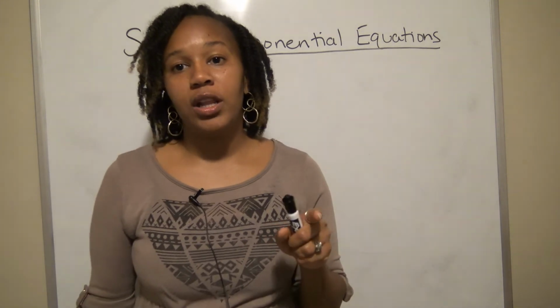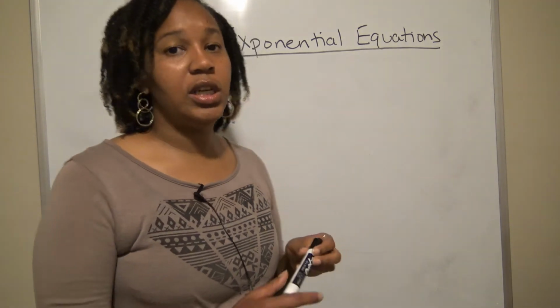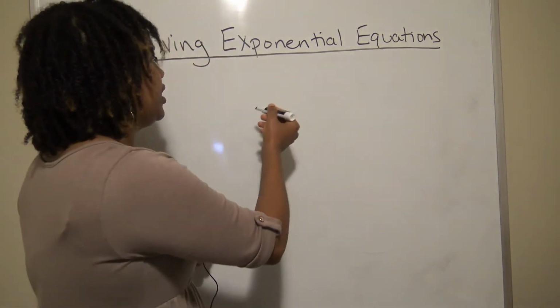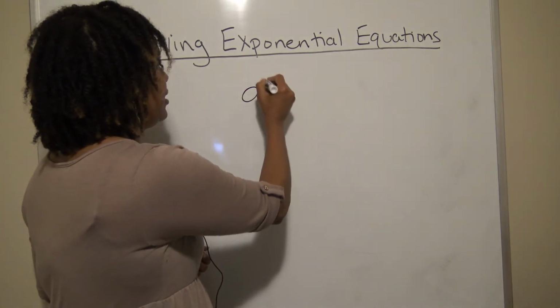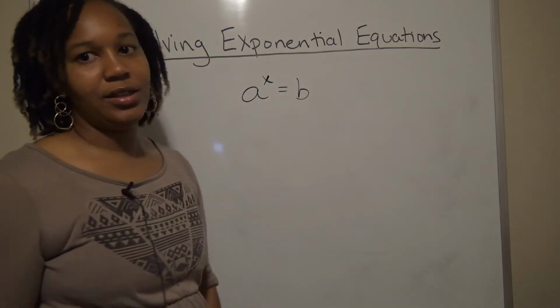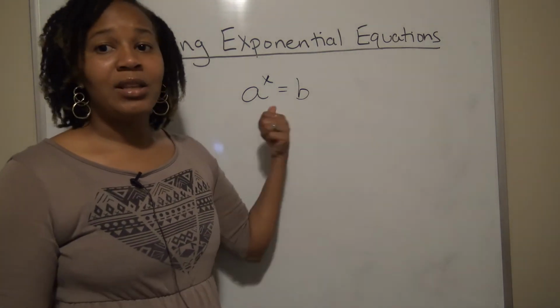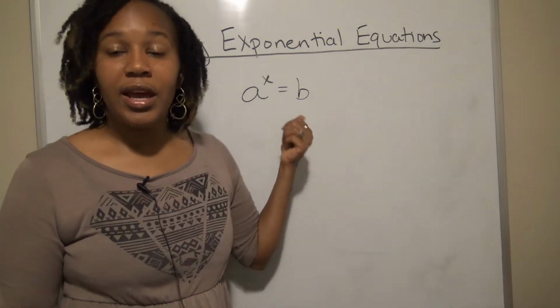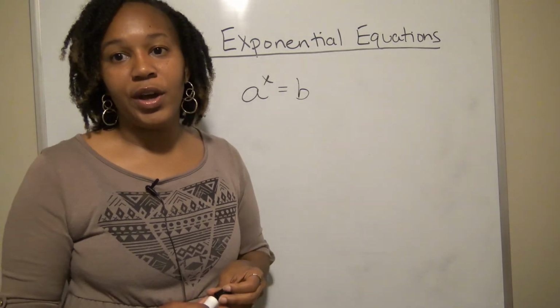So before we get started, let's talk about what an exponential equation is. An exponential equation is an equation that has some variable in the exponent. So it might look something like that, a to the x equal b. But as long as the variable is in the exponent and it has an equal sign, it's an exponential equation.